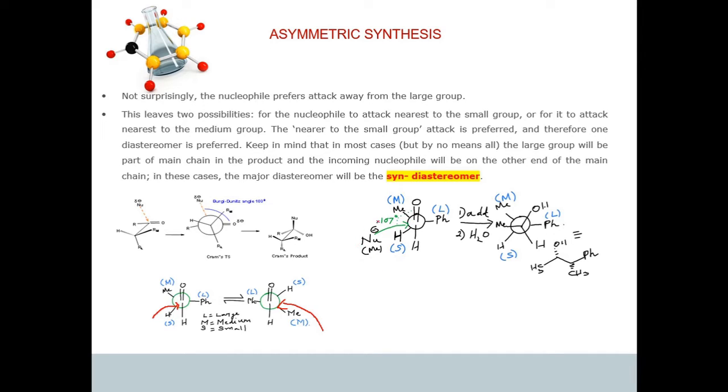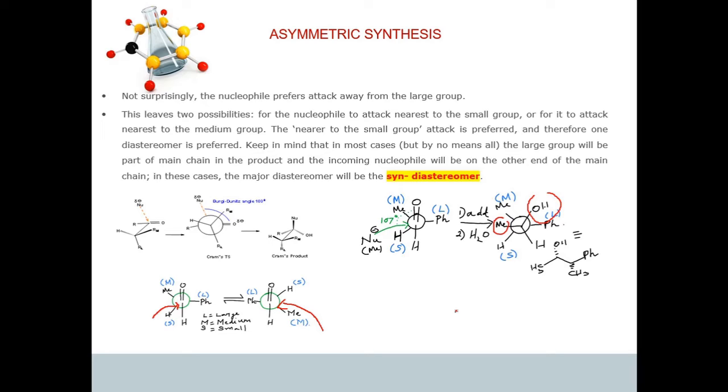Now, when the nucleophile attacks from this side, we see the OH group is pushed towards this side. So this is your nucleophile and we have our hydrogen. Now there are two possibilities for the nucleophile: to attack nearest to the small group or to attack nearest to the medium group. The attack nearer to the small group is preferred, and therefore only one diastereomer is preferred.